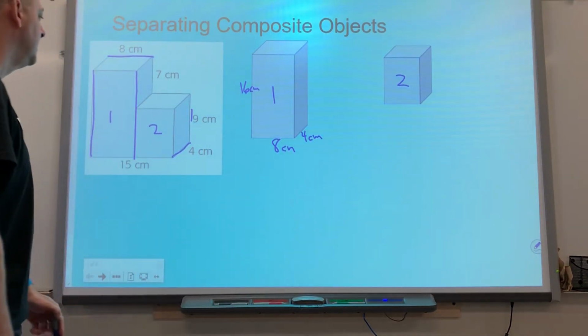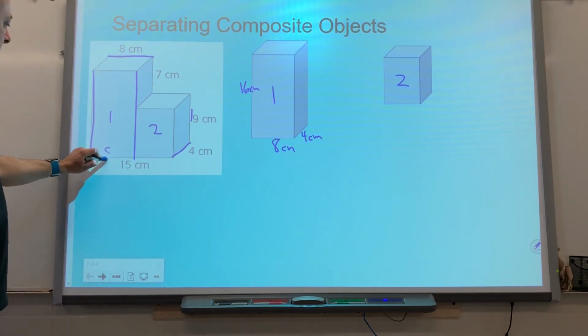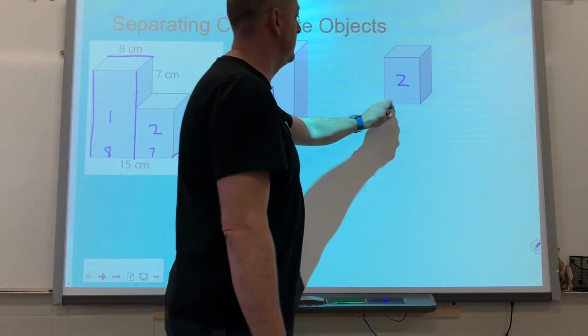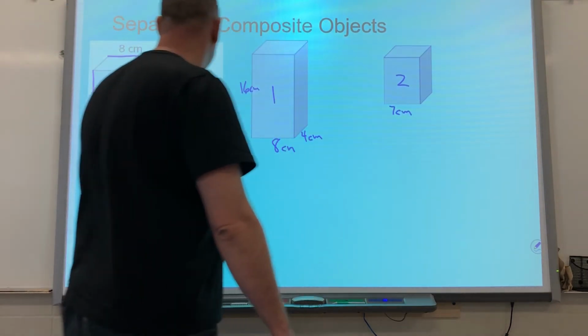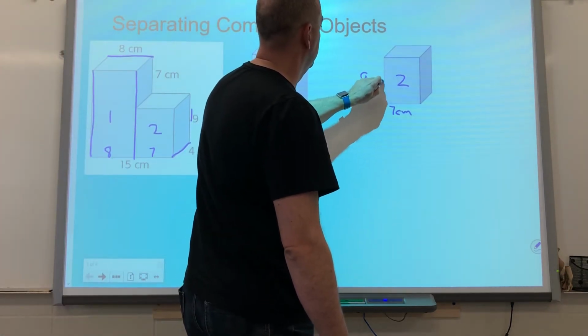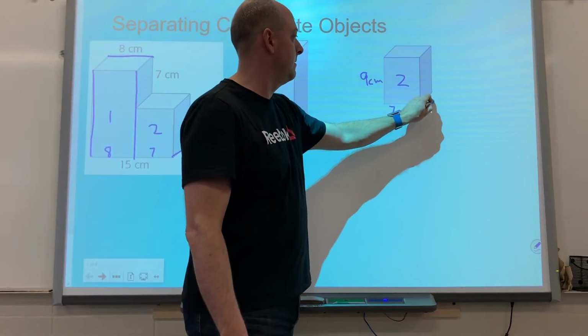prisms before. For object number 2, the whole thing is 15, but this part is 8. So that means this part has to be 7. 8 plus 7 is 15. So it's 7 centimeters across the base. The height right here is given to us at 9 centimeters. And the depth is given to us right here at 4 centimeters.